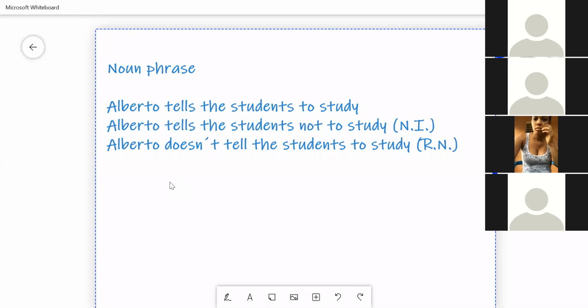Whether if it is a regular negation, you are not negating the infinitive. You are negating the main verb. Look, you say Alberto tells, Alberto doesn't tell. This is what we call the regular negation, when you negate the principal verb in the sentence. But if you are negating the infinitive, now you know that you don't have to touch anything. Just put the word not in front of the infinitive and that's it.